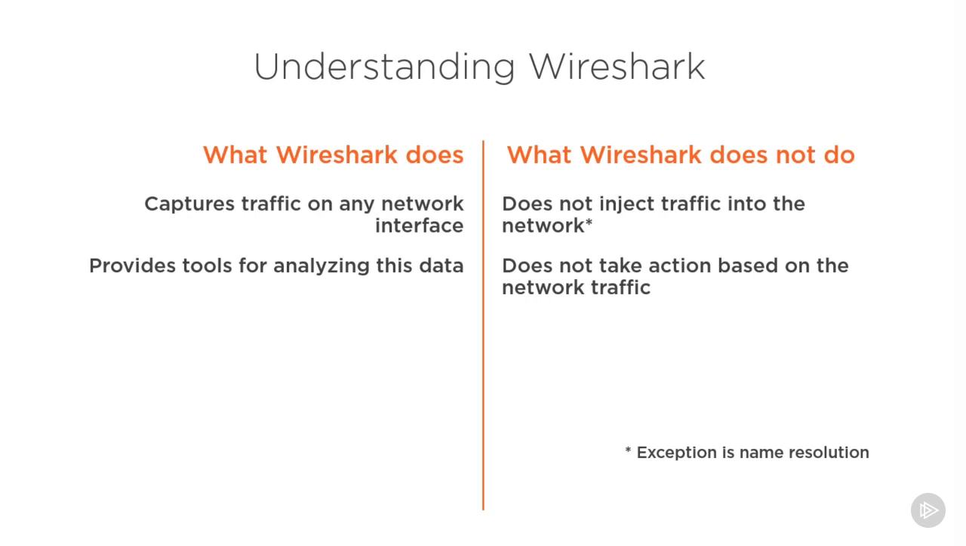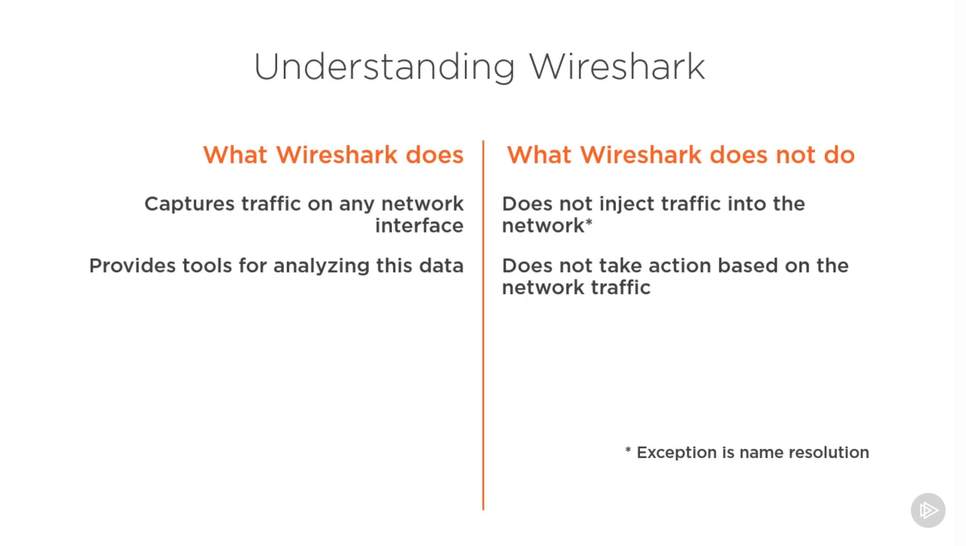There is one exception, which I've noted at the bottom of the slide, and it's very important to understand this: the only time Wireshark will inject traffic is if you've asked it to do name resolution. Let's say, for instance, I've asked it to resolve the Ethernet MAC address or the Internet Protocol IP address. The reason I say that's important is that if you are using Wireshark to measure your network's performance, then you would want to turn off name resolution, and in that way Wireshark is not putting any traffic into the network and therefore is not going to impact any performance measurements.